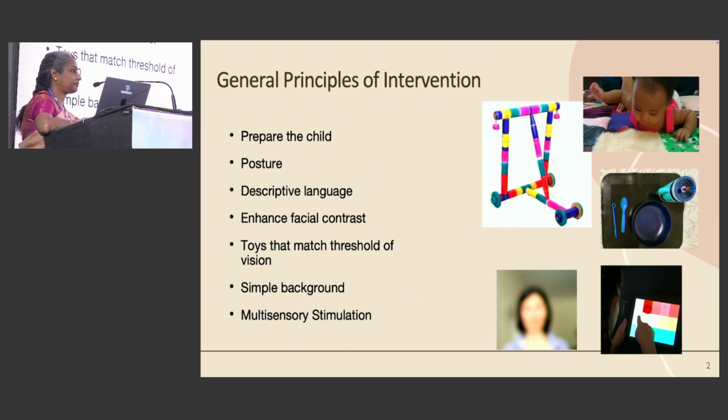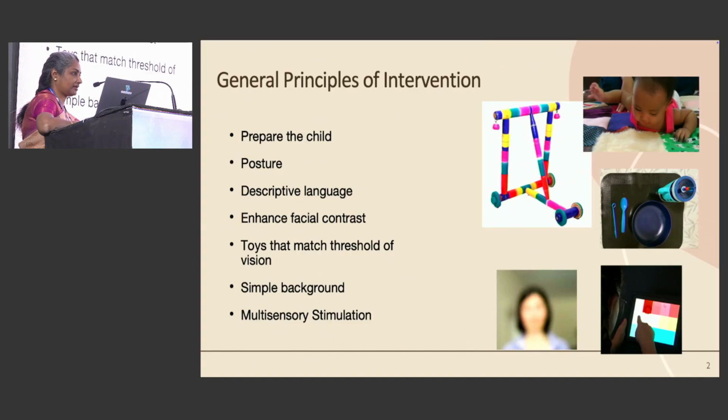Then descriptive language. When you are trying to talk to an older child, use descriptive language, like the radio language, they say. You try to describe the scene because the child may not be able to take in the message from the environment as you are seeing it. So you have to use a little more description than a normally sighted child would need.